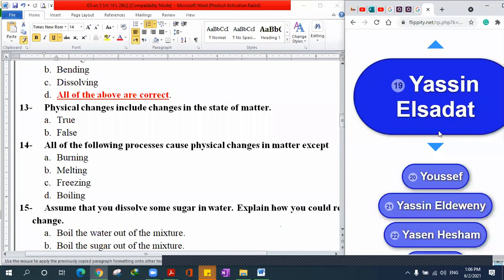Yes, number 13, Yasin. Try to hurry up, please. Read it and answer the question. Physical changes include changes in the state of matter. What do you think?